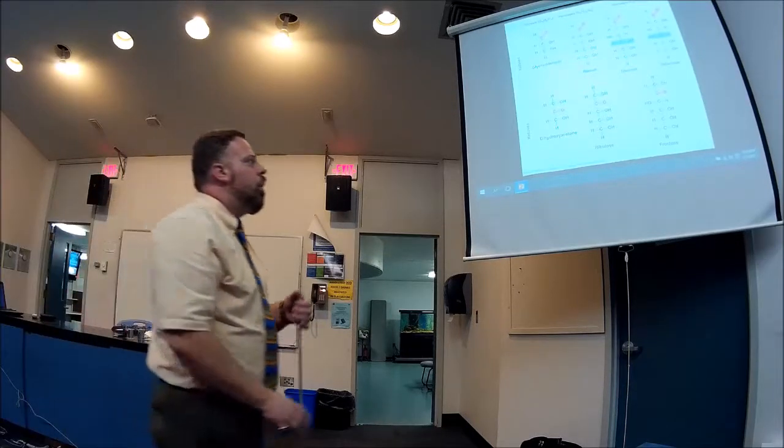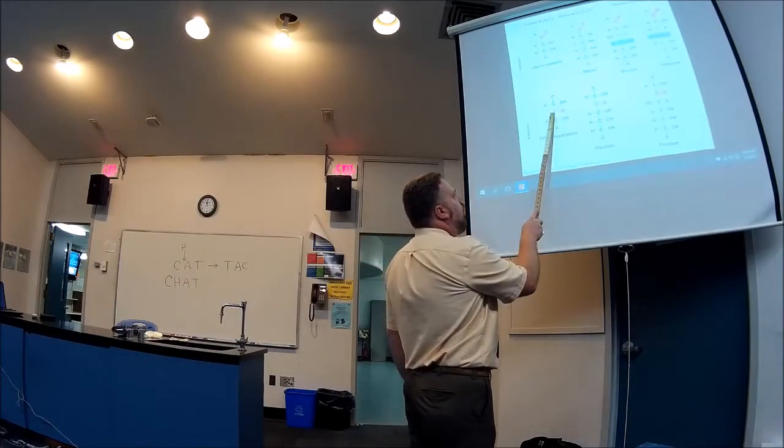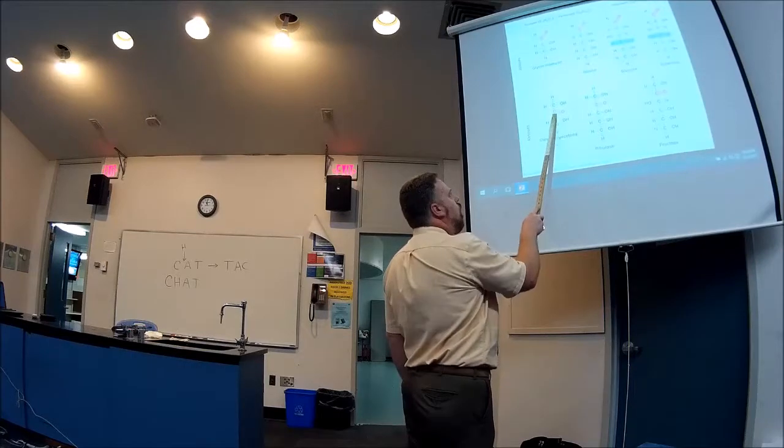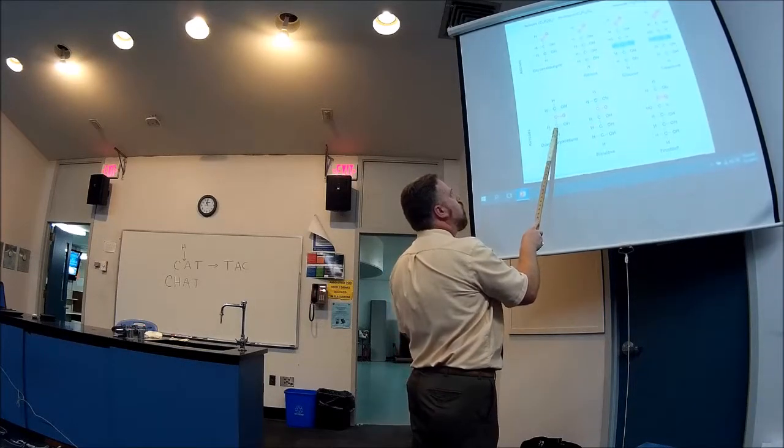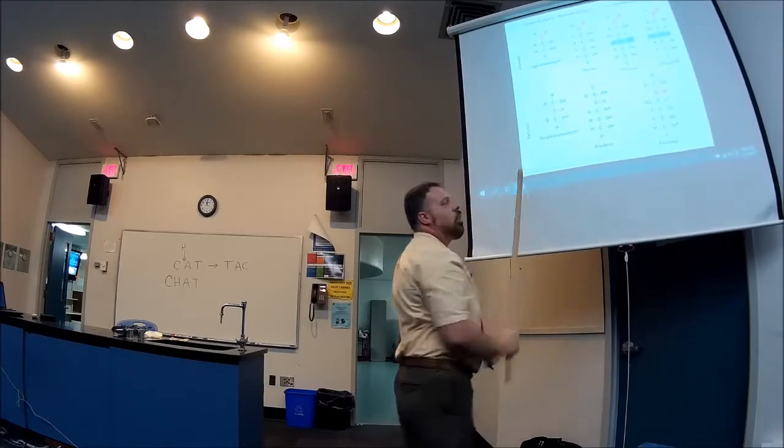But this is just showing you, again, a ketone would be surrounded by, it's in the middle of the carbon skeleton, whereas an aldehyde is found at the end of a carbon skeleton.